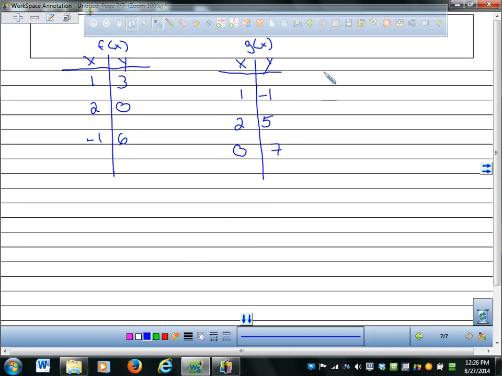So what's g of f of 2? G of f of 2. Who thinks they could tell me how to do that? Go ahead. Well, you can find the values in the table, so you go to f of 2, and that's 0, and then g of f of 2 is g of 0, which is 7.